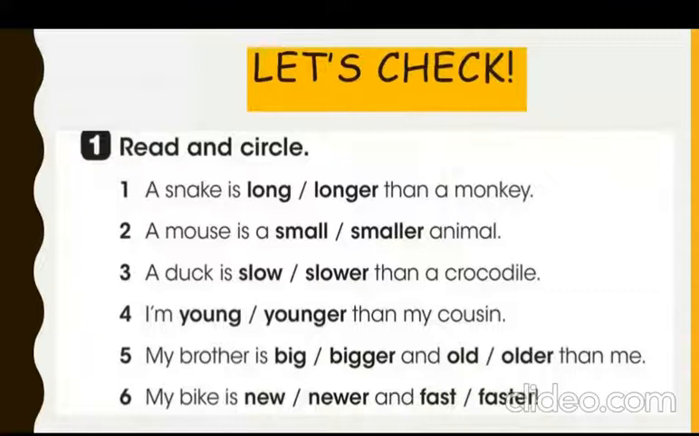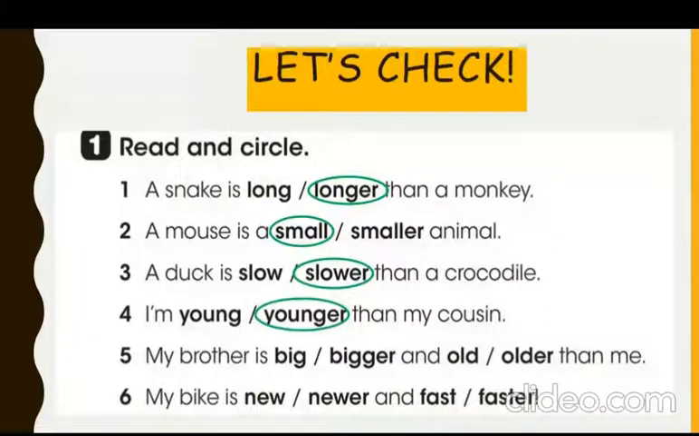Okay, let's check. Number 1, a snake is longer than a monkey. Number 2, a mouse is small or smaller? Yes, small, because we don't have any other animal to compare with the mouse, so we don't use smaller. Number 3, lower, that is lower than a crocodile. Number 4, younger than my cousin.